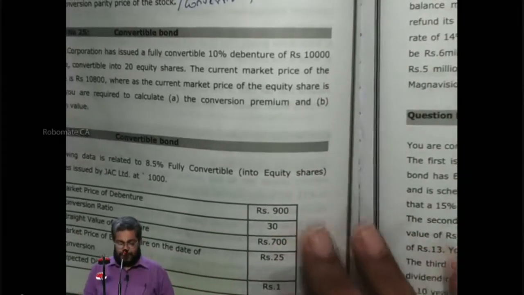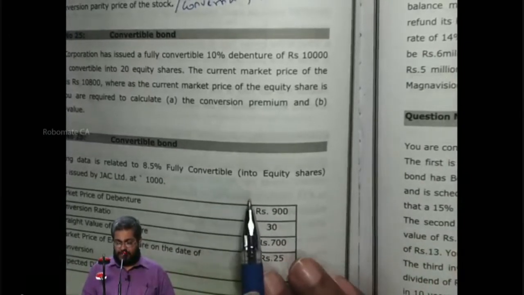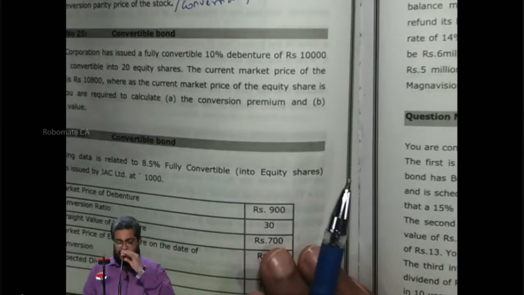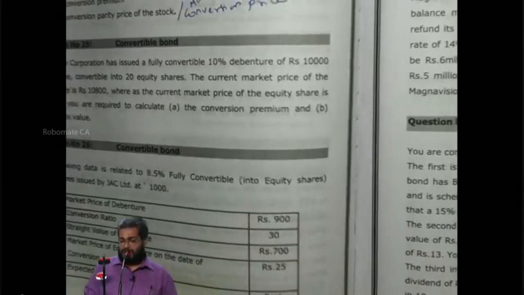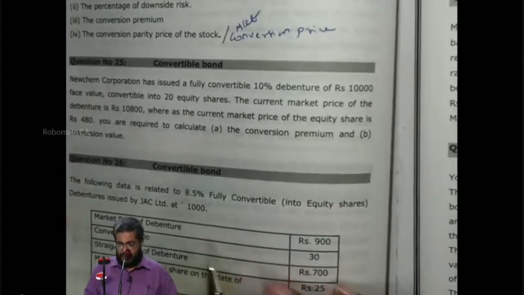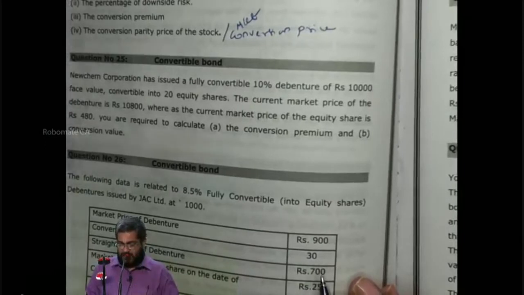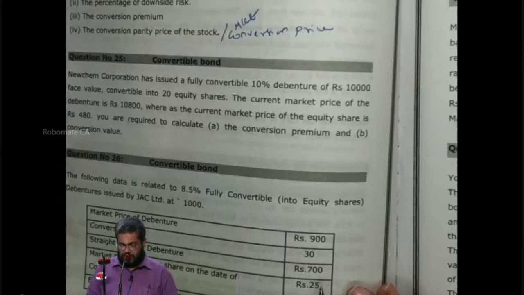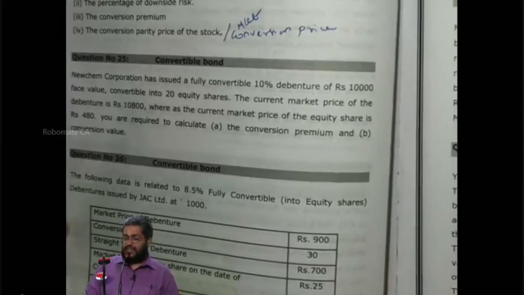The following data is related to 8.5% fully convertible into equity shares debentures issued by JSE Limited at rupees 1000. The symbol was not there, it is rupees 1000. Market price of the debenture 900 rupees. Conversion ratio 30. Straight value of debenture 700 rupees. Market price of the equity share on the date of conversion 25. Expected dividend per share 1.